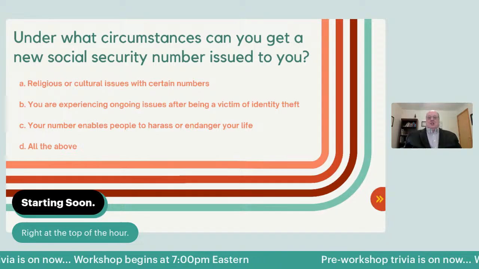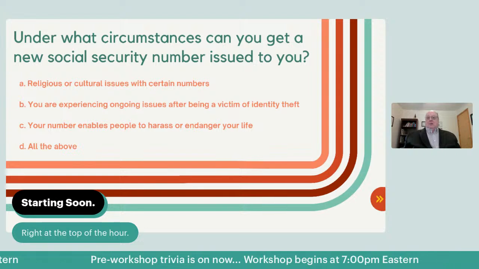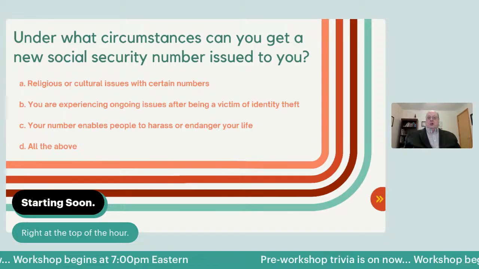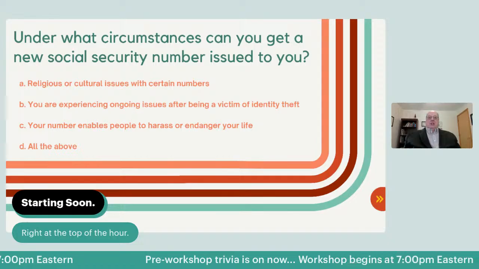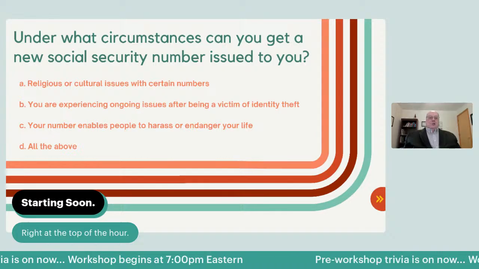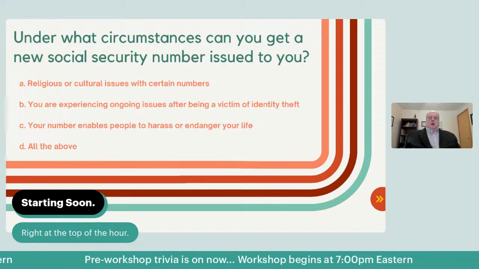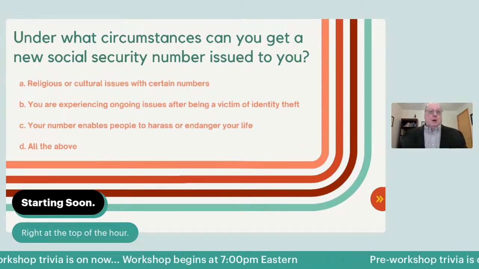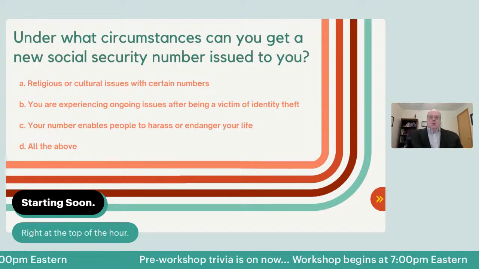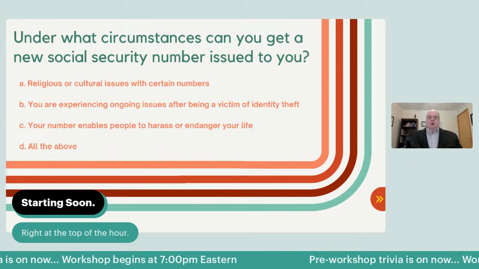All right. Under what circumstances can you get a new Social Security number issued to you? Is it A, religious or cultural issues with certain numbers? B, you're experiencing ongoing issues of being the victim of identity theft? C, your number enables people to harass or endanger your life? Or D, all of the above? If you're on, please help us by participating. Just enjoy this while we've got a minute. We've got only just a little over 2 minutes before we get started here. So if we hurry, we can get one more question in.